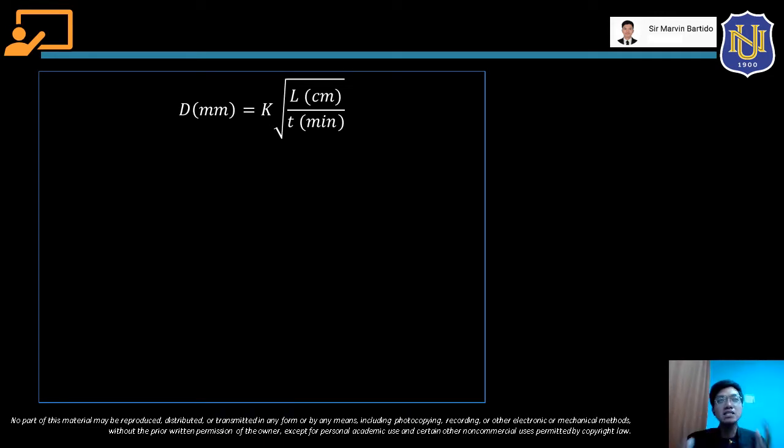Okay, so class, here in hydrometer analysis, just like in sieve analysis, what we want to solve here are the diameter or the size of the particles, and their corresponding percent finer or percent passing. Okay, so later on, i-discuss pa natin yun dito, no?